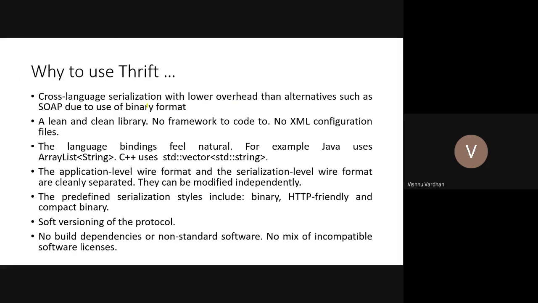Then it is cross language serialization with lower overhead than the alternative such as SOAP due to the use of the binary format. हाँ, इसमें advantage क्या है? SOAP is not a binary format. Okay, SOAP is a text format. Actually, SOAP is nothing but XML that we have discussed in JSON also. Okay, SOAP is nothing but an XML. But when you develop this thrift, it's already in a binary format, and that means you can have the serialization which is already done.